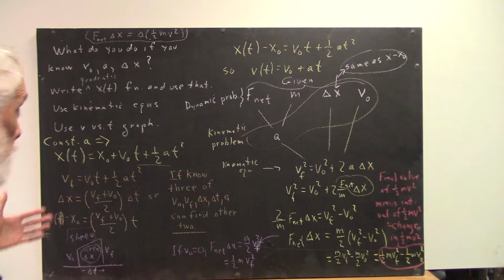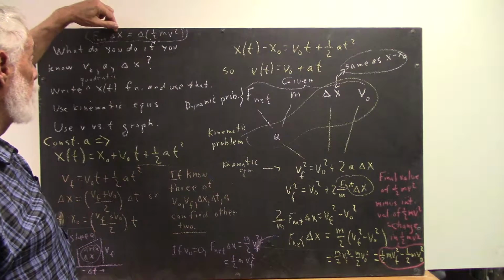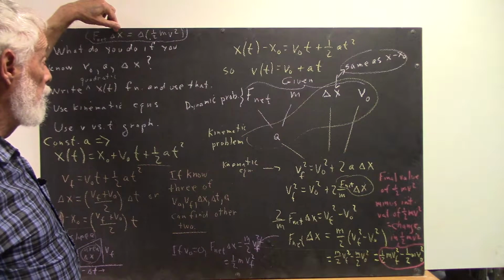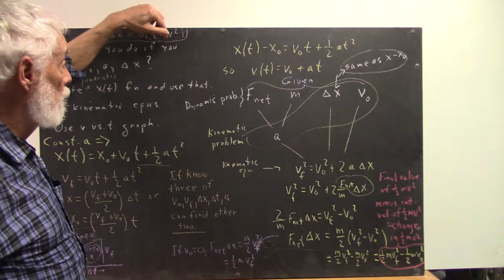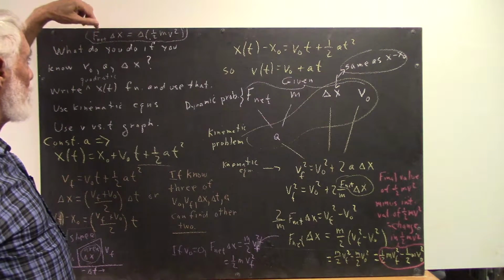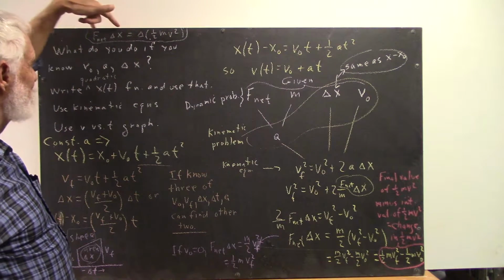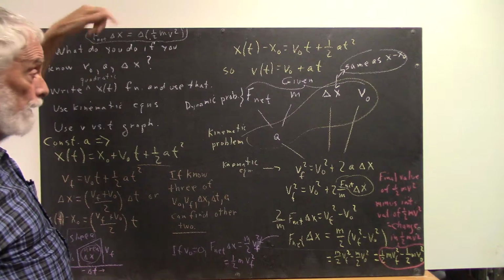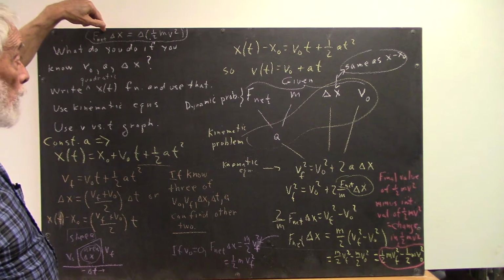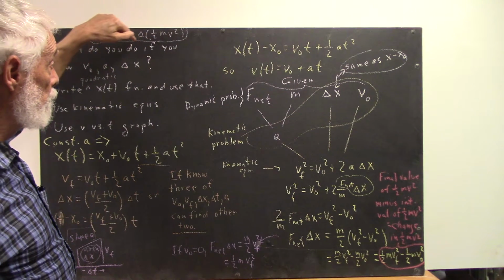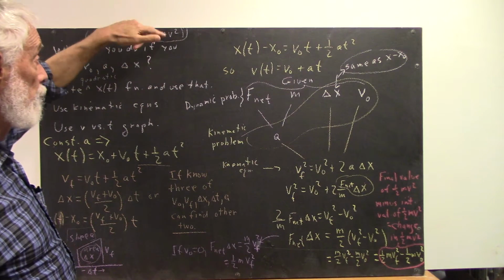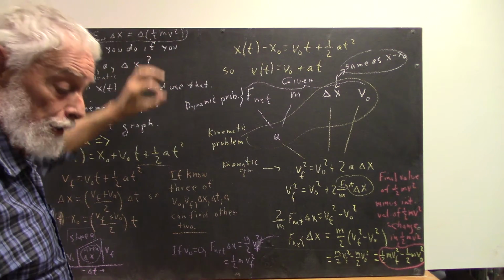Again, the lesson is that a constant net force acting through displacement delta x changes the quantity 1/2 mv squared by the product Fnet delta x. And this is called work. This thing's called energy, so this is change in kinetic energy. This is the change in kinetic energy.